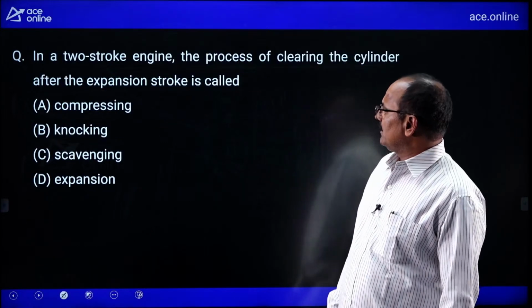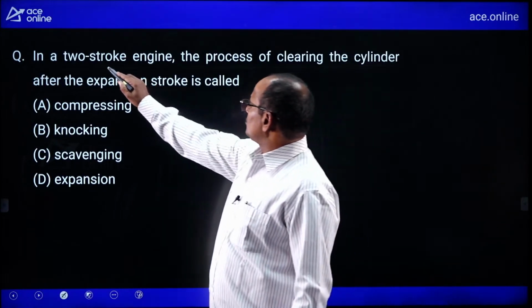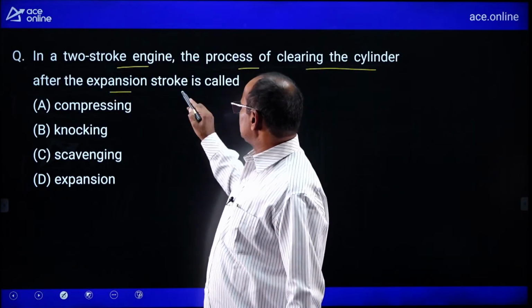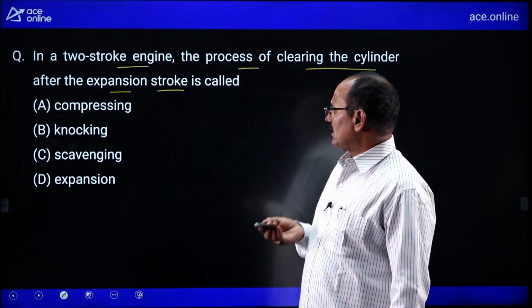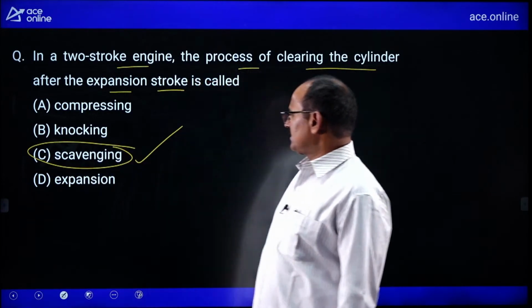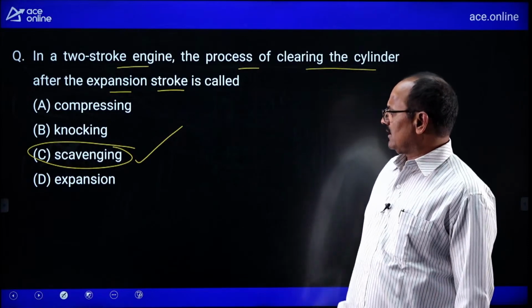Okay, let's look at the next one. In a two-stroke engine, the process of cleaning the cylinder after the expansion stroke, that is, cleaning out the combustion products in a two-stroke engine, is called the scavenging mechanism. Option C is absolutely correct.